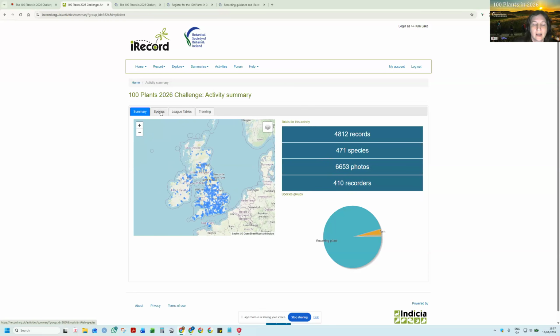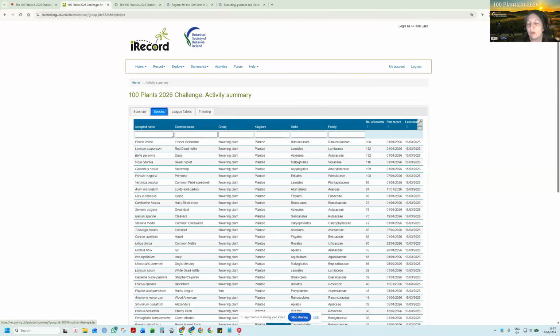You can also click onto the species there if you want to get an idea of what species have been recorded. And you can see right now, and this makes a lot of sense if you've been out, you'll have seen the Lesser celandine is flowering all over the place at the moment. So it's no surprise that it is the top flower, 208 records, which is fantastic.